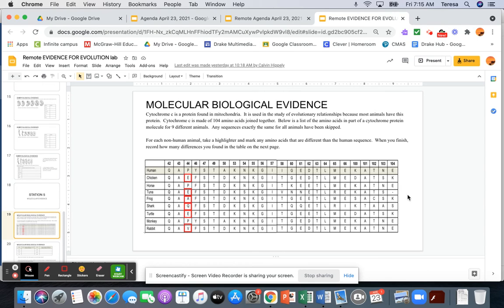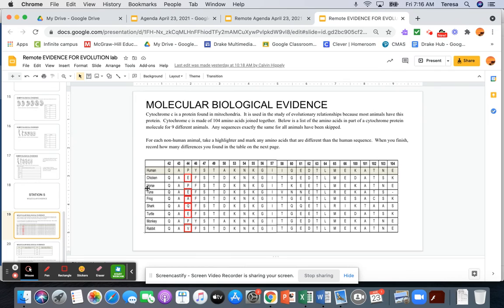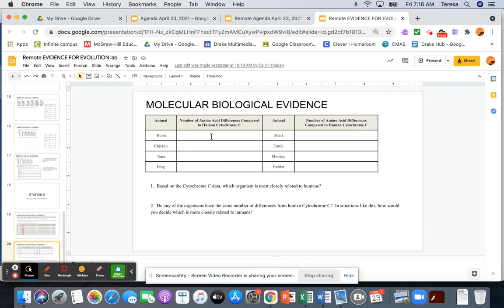And then once you've done that, and by the way, this last one, see there's a dash there, that counts as a difference. That means that it's actually missing an amino acid there. Then when you get to the next slide, you're going to tell me how many differences there were in horses compared to people. So you would look across the row for horses, count up how many total differences there were, and you record that number here. More differences, more distantly related.